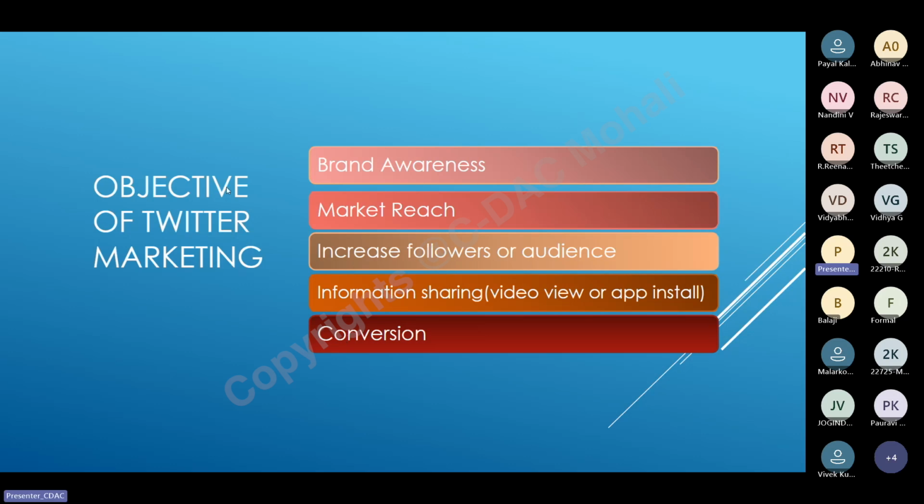Then another objective of Twitter marketing is information sharing. Video views and app installs also come under this part. And if you want to spread some information, suppose you are a journalist, or you are running a news channel, you want to publish or share some important news to your viewers, then you can directly share it via Twitter.